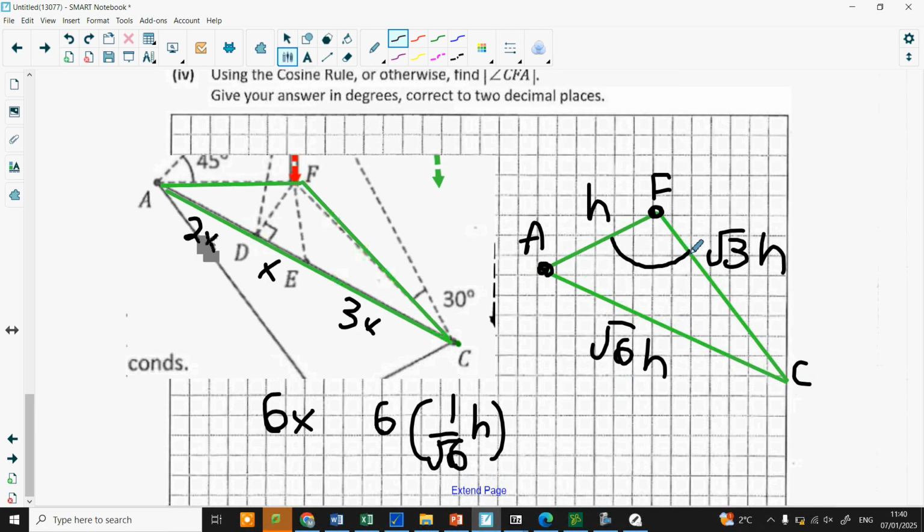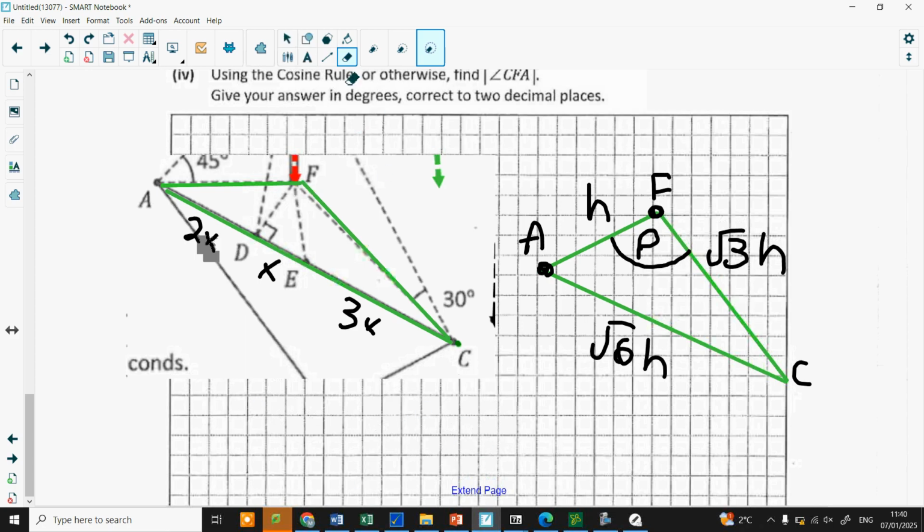What angle do I want? C to F to A. Pick a letter that we haven't used yet. I think we're running out of the alphabet at this stage. I'll call it P. All right? Now, what side should I pick first to make this work? Anyone tell me?